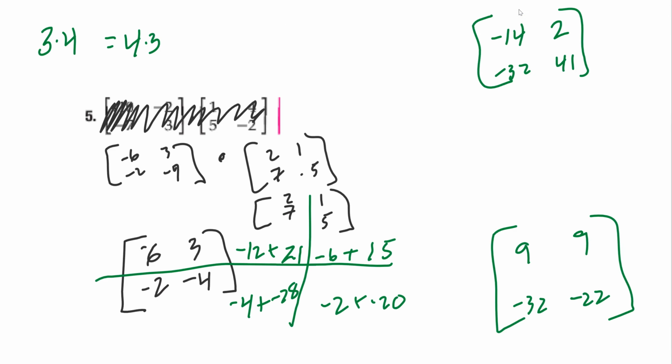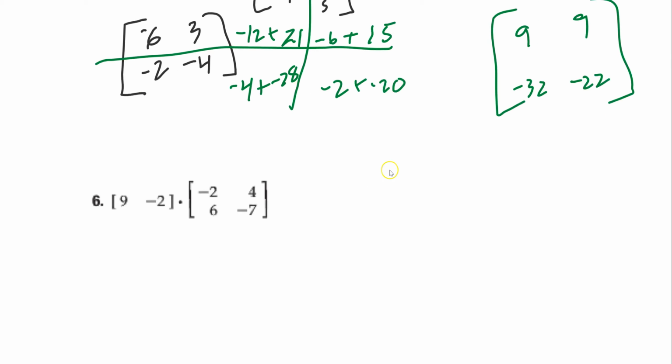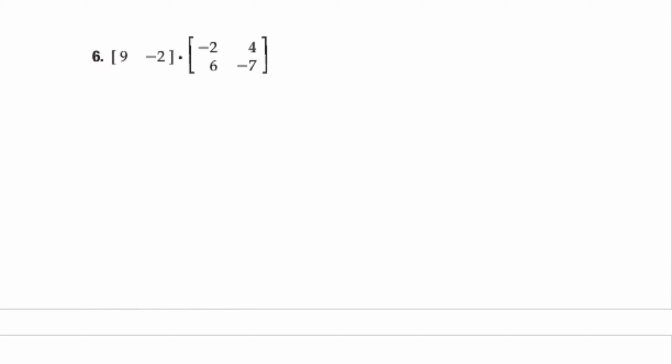So matrices are not commutative, unlike normal mathematics. They have a very special property where A times B does not equal B times A in matrices. So these are not the same. Keep that in mind. Matrices are special. Now let's do a couple more examples with different numbers.